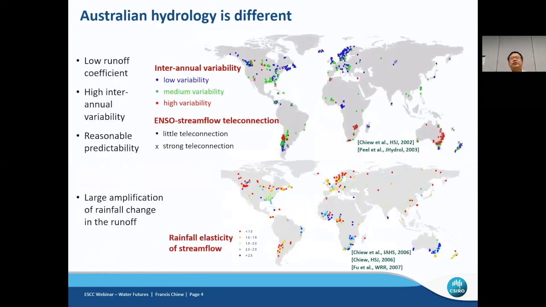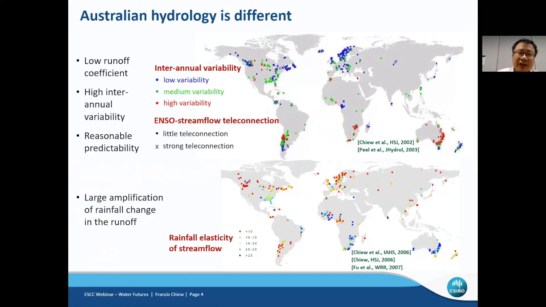Being a hydrologist, I think it's very useful to think about our hydrology. It is different from elsewhere in the world. So the first key point is that we have a low runoff coefficient, so less of our rainfall becomes runoff. So we have that challenge to overcome. The other one is this high interannual variability depicted by the red colors on the map at the top. Ourselves in Australia and Southern Africa, we have the highest streamflow variability compared to elsewhere in the world. So this presents significant challenges because for us to actually get the same secure supply, we have to build bigger storages to help manage this high interannual variability.